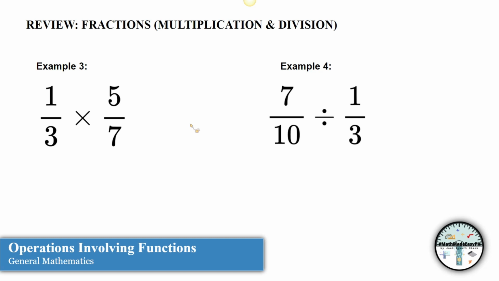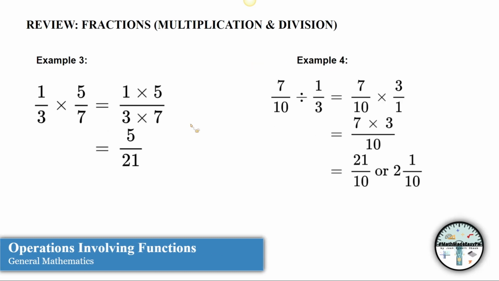Okay, so we have example number 3. We have 1/3 times 5/7, and we have 7/10 divided by 1/3. So you can pause this video for a while if you want to answer, and if you're done, you can play this video. Okay? So yeah, mas madali nga mag-multiply at mag-divide ng fractions kaysa mag-add at mag-subtract kung dissimilar ang fractions. So nakikita niyo dito, we just multiply the numerators and denominators. So 1 times 5 over 3 times 7, so it becomes 5/21.